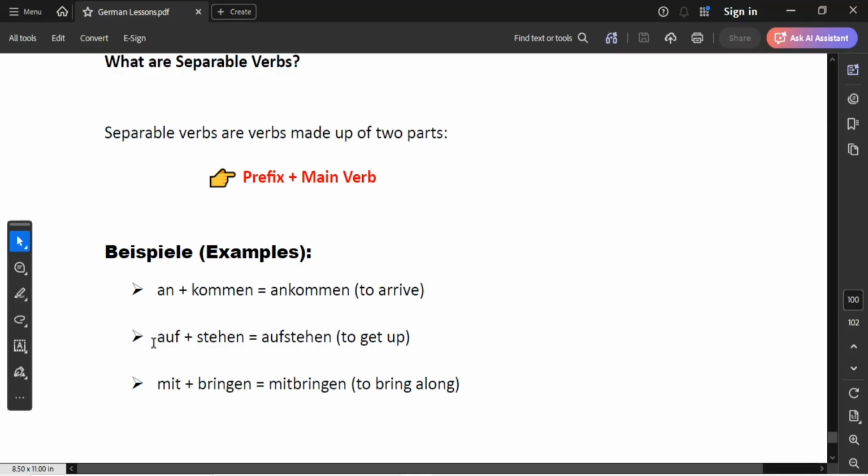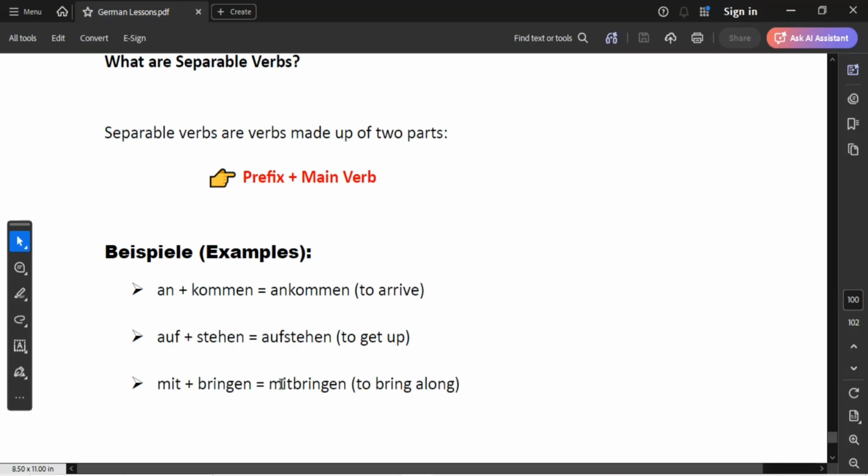Beispiel Nummer 2, we have aufstehen. Aufstehen means to get up, and just like ankommen, aufstehen is also a Trennbare Verben because it is made up of a prefix and a main verb. Our prefix here is auf, then stehen is our main verb, giving us aufstehen.